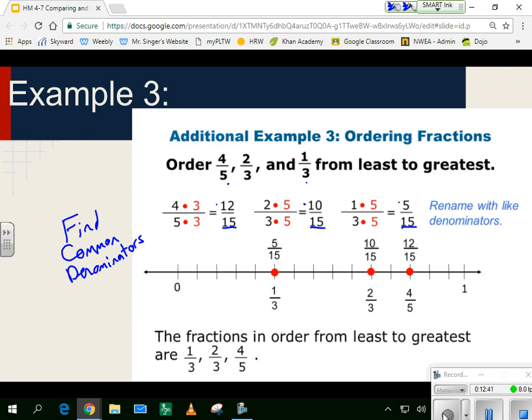4/5 would be at 12/15. So when we go over to 12/15, we see that's a pretty large number, almost close to 1. And it is the largest. The next one is 10/15. So 2/3 is close to 12/15. It's only off by 2/15. Still smaller though. And 5/15 is what 1/3 is. So on a number line, I can draw them, and that will tell me which ones are least to greatest. You don't have to draw a number line, but it helps just to visually show what we're doing. That's why I did that.